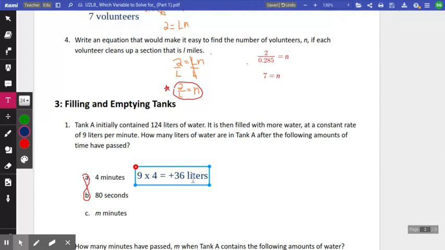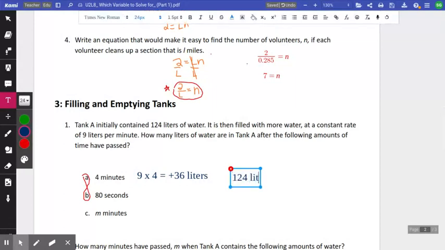How much total water is in the tank? Well, it started with 124 liters. And then we've added those 36 liters during those 4 minutes. So that ends up being a total of 160 liters.